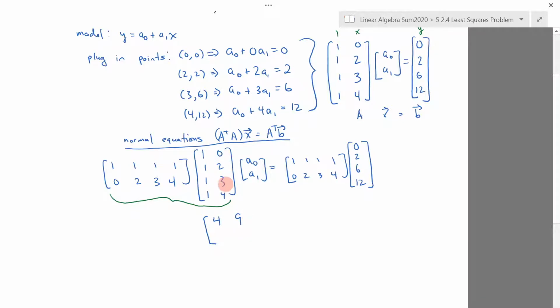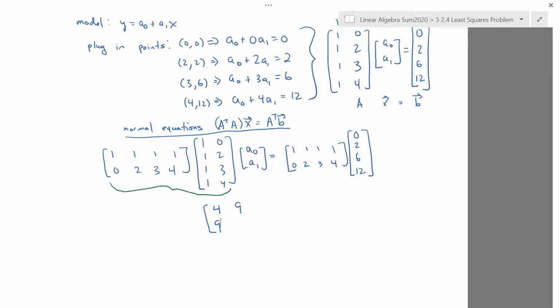It's just the sum of the x's. And this dot this is again 0 plus 2 plus 3 plus 4 is 9. So again, that's the sum of the x's. And this is 0 plus 2 squared plus 3 squared plus 4 squared, which is 4 plus 9 is 13 plus 16 is 29. So that's just the sum of the x's squared.